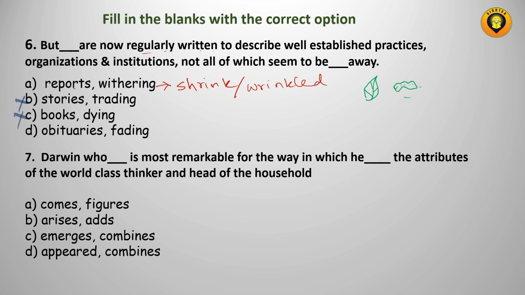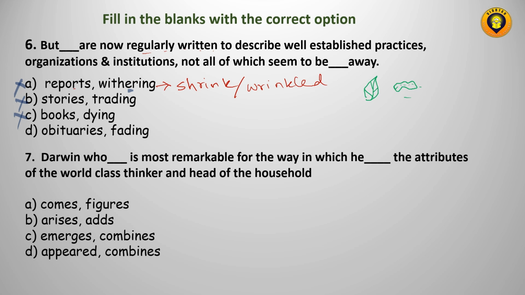And even if we consider reports here, we don't say a report is getting shrunk or wrinkled, right? Because those are recorded facts, which cannot be wrinkled. So hence, our assumption of this option is also not working due to this word withering. We are left with one option only: obituaries and fading.